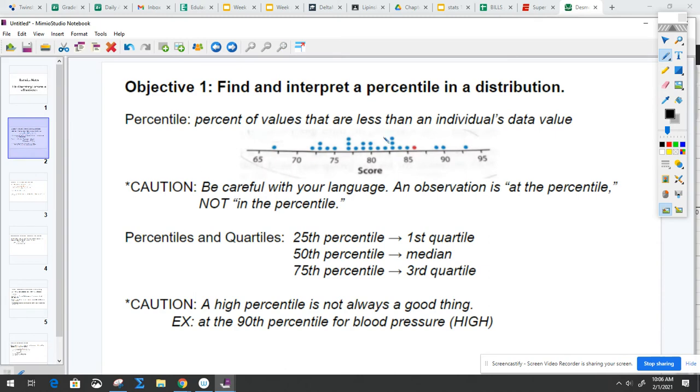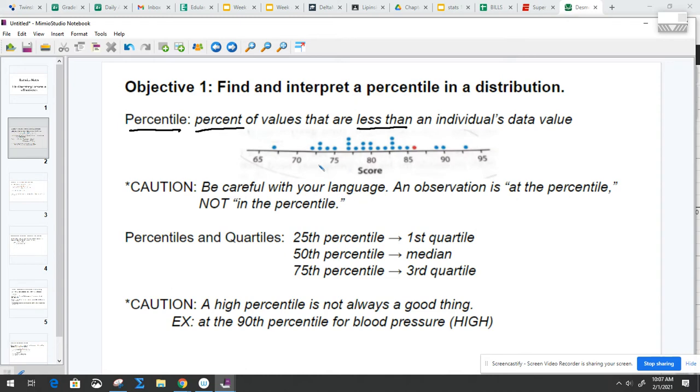So the first objective here is to find and interpret a percentile in a distribution. And it's important here to look at what is a percentile. So the first definition here is percentile. And all that is the percent of values that are less than an individual's data value. Okay, so it's a percent, and this is really important. It's less than an individual's data value. So notice it's not in the, it's at the.